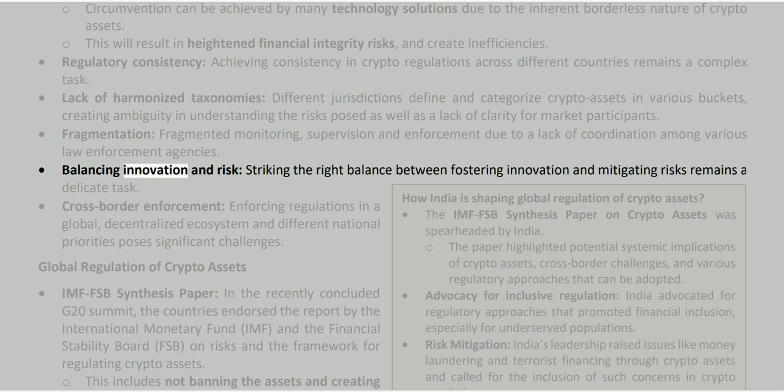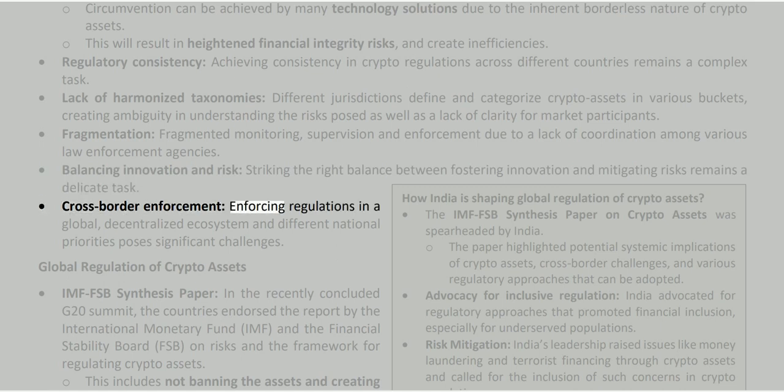Balancing innovation and risk: Striking the right balance between fostering innovation and mitigating risks remains a delicate task. Cross-border enforcement: Enforcing regulations in a global, decentralized ecosystem and different national priorities poses significant challenges. Global regulation of crypto assets. IMF FSB synthesis paper.